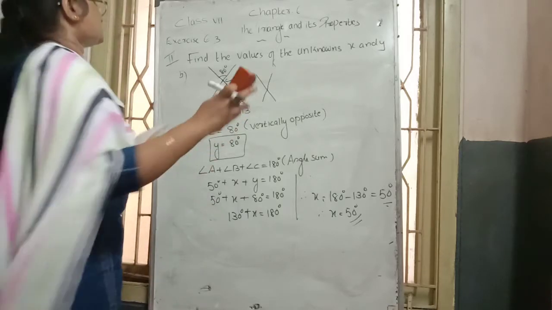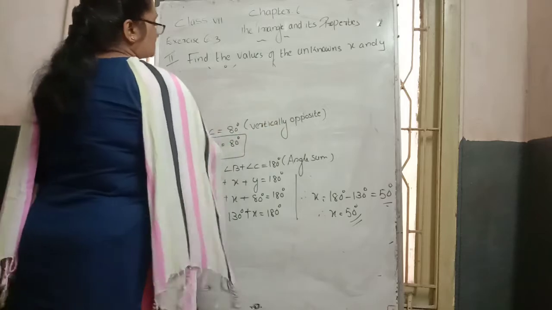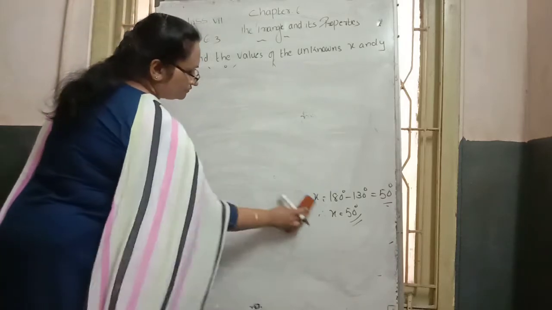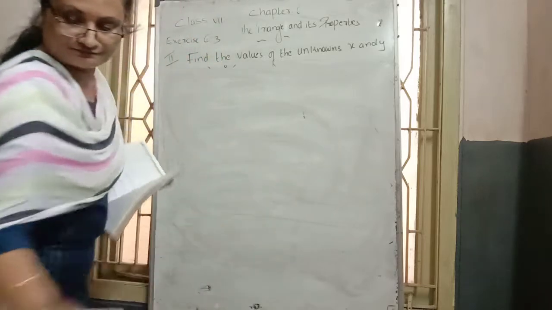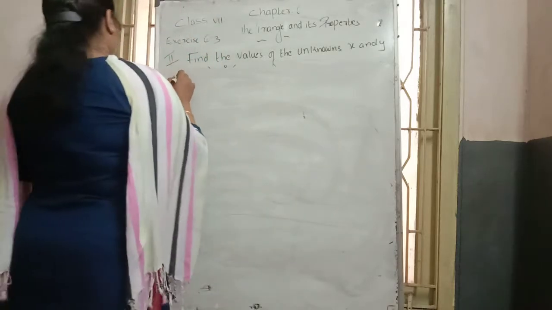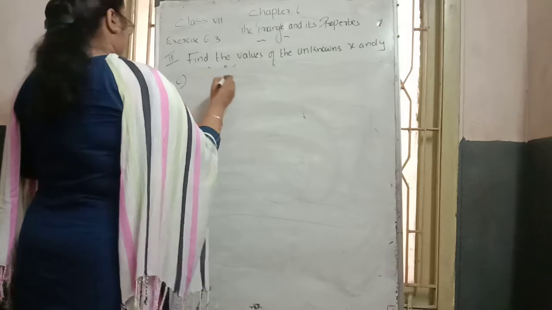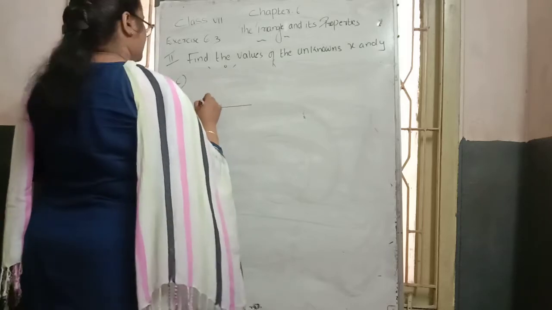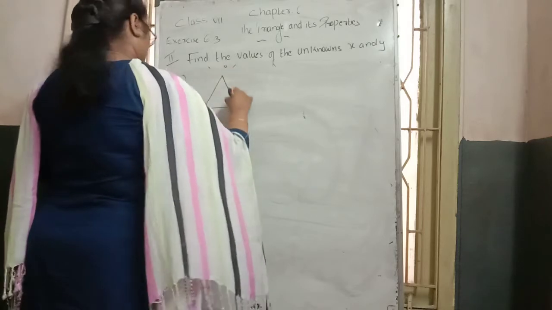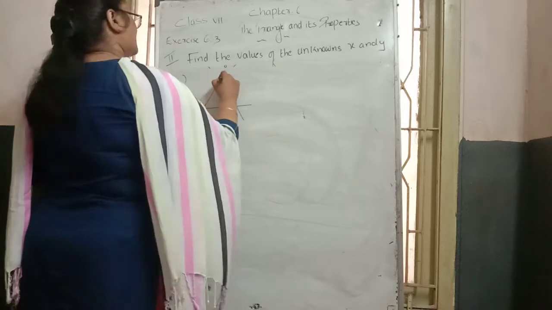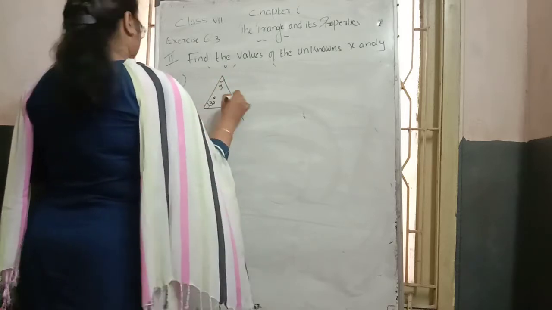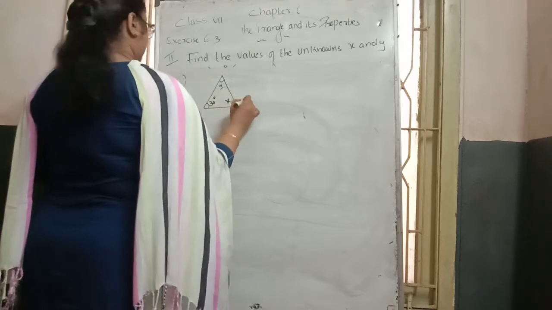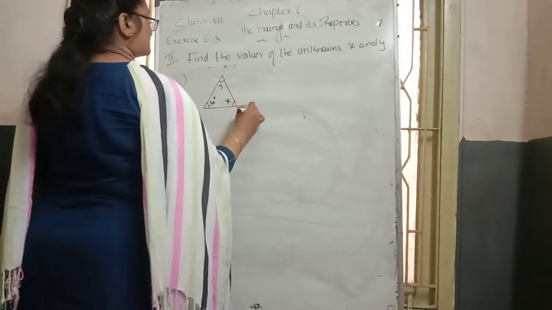Then one more question, C question. Another question, see how to find out the values. Another model question, but here it is given in this way. These two parts are extended. They marked it as y. Here 30 degree, then x, and this part is represented as 60 degree.